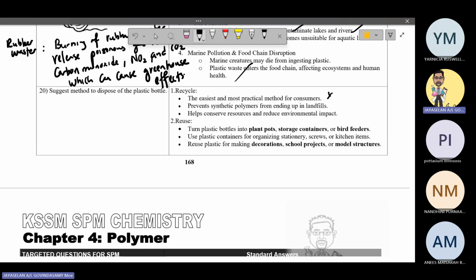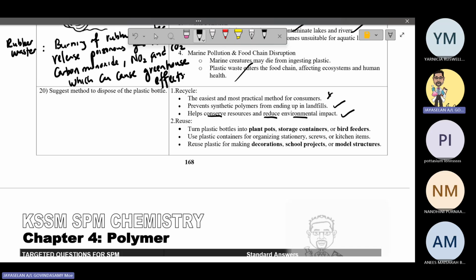Okay, so prevent synthetic polymers from ending up in landfill, the tapak pembuangan pelupusan sampah. Help to conserve and reduce environmental impact. So you already got 1 mark.